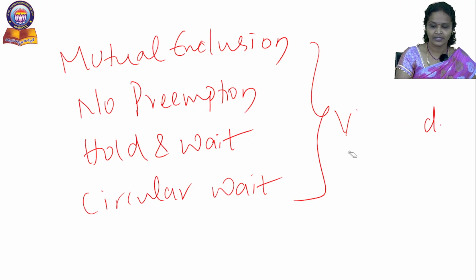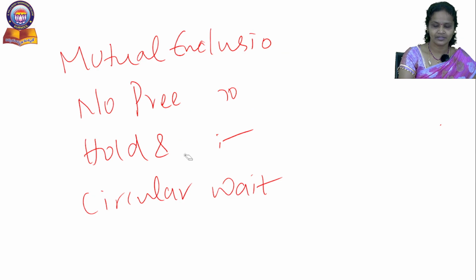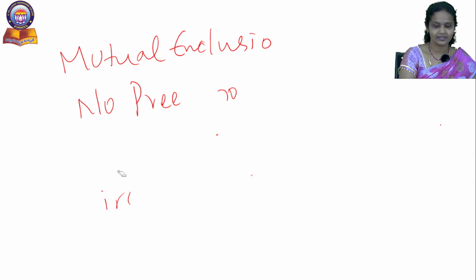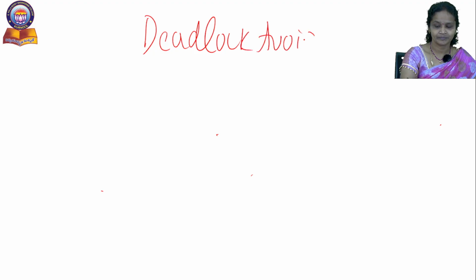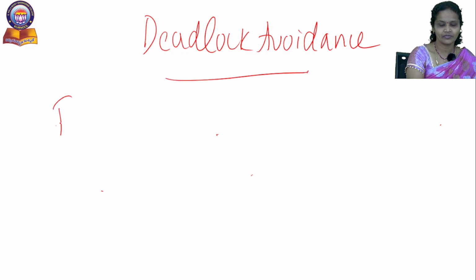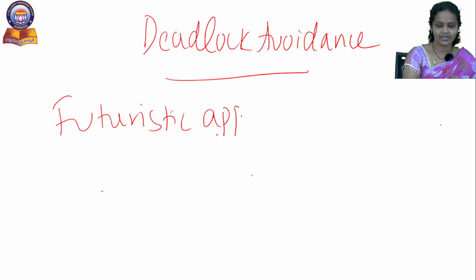Now, let us see something about deadlock avoidance. The second deadlock handling technique is deadlock avoidance. Coming to deadlock avoidance, first of all, let us see what deadlock avoidance actually is and how we are going to avoid a deadlock in the system. So this deadlock avoidance is a futuristic approach. Let us try to understand why we are calling this a futuristic approach.